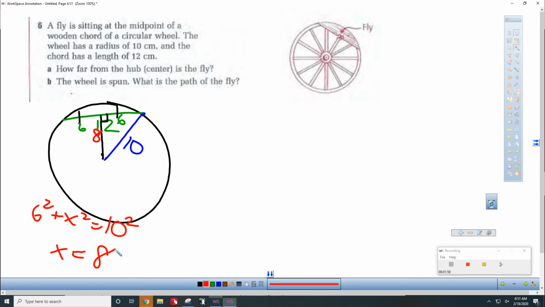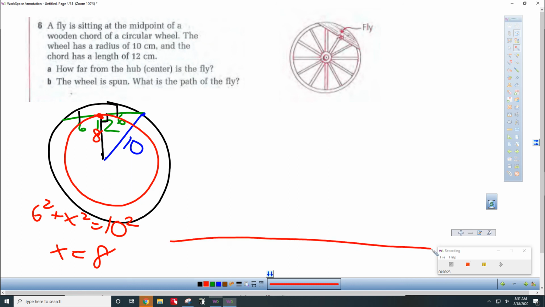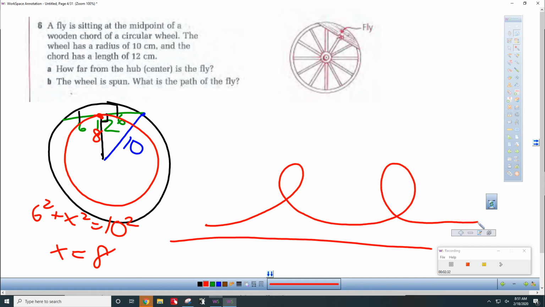8. The wheel is spun. What is the path of the fly? So it's going to go like that, right? So I think if that's the ground, as the wheel moves, it's going to look something like this. I think. But you can wrap your head around that one. It's hard to imagine. Boop!